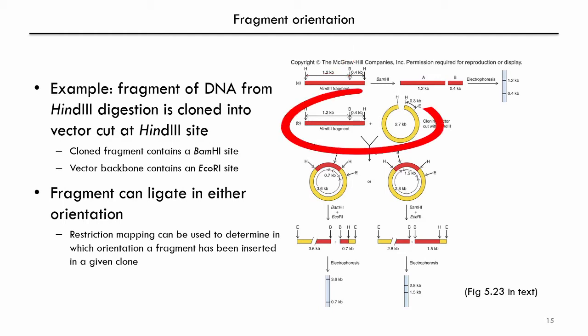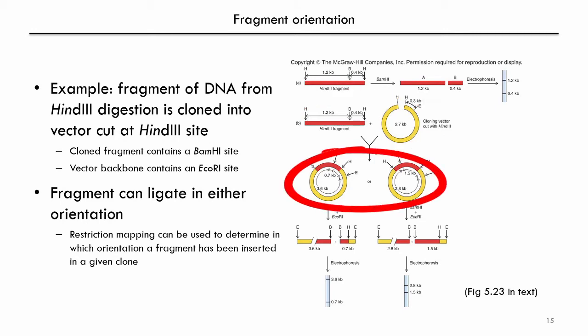So you can insert this fragment into the vector, but it could be inserted in two different orientations. Say you want it to be cloned in one orientation and not the other. You can check the cloning orientation if you isolate the DNA and digest it with restriction enzymes and then analyze by electrophoresis the fragments that are generated from the digestion. In this example illustrated here, you are cutting with BamHI, which has a recognition site inside the insert, and EcoRI, which has a recognition site on the vector.